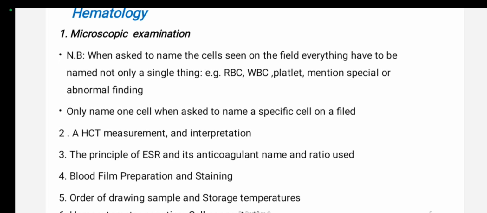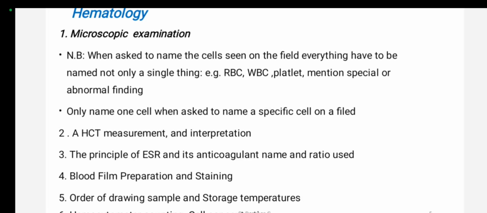Another thing is we may be asked to prepare a blood film, a blood smear, and we may be asked to stain it. Okay, usually they will evaluate our blood film preparation and quality. So we may be given a mark based on how much quality work we do in that regard. So blood film staining is also very common. We may be evaluated based on the quality of the blood smear that we have prepared. So this is also very common.